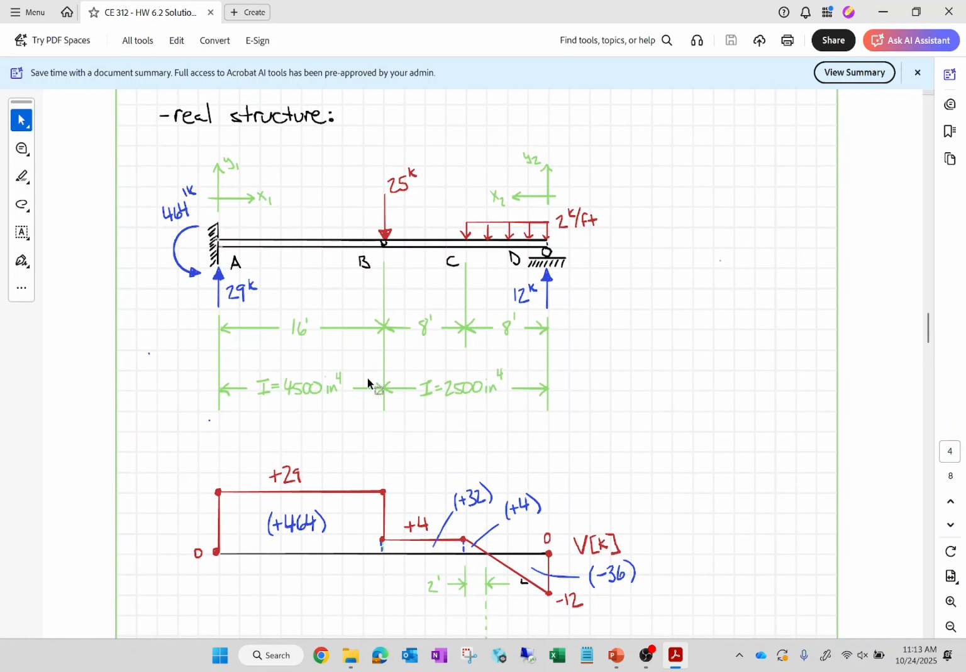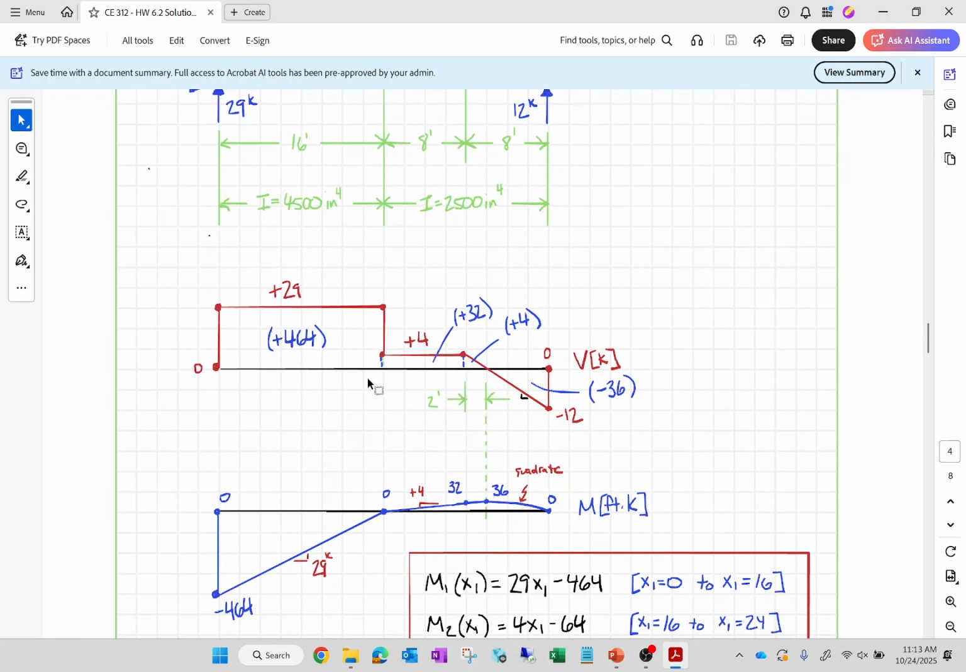Now, here's what my shear diagram looked like. Here's what my moment diagram looked like, okay? So my shear diagram, I go up, over, then I have point load down, and then this is my distributed load, okay? So what that means is that my moment diagram is a line here, and a parabola there. Okay, does everybody see that? So line, line, parabola, okay?